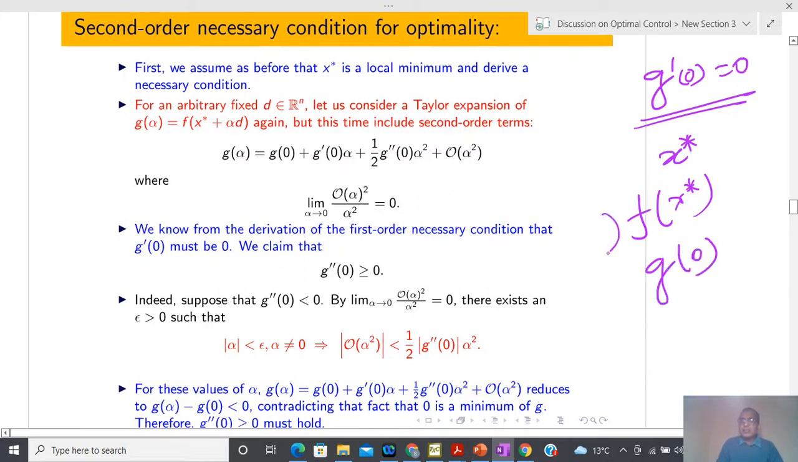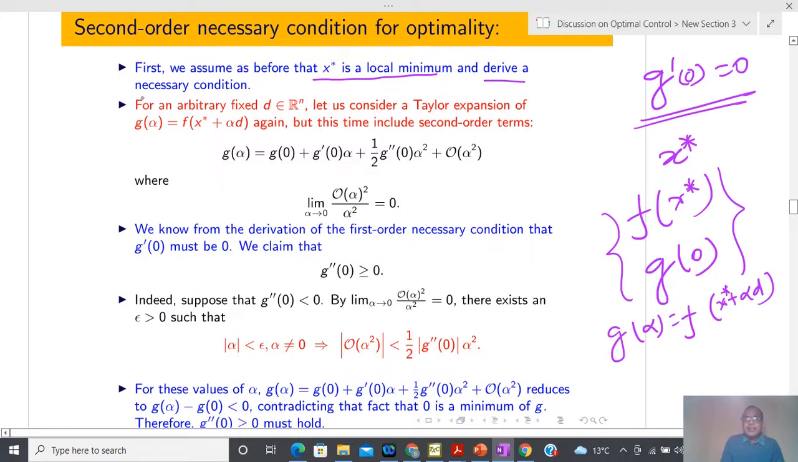Anyone has confusion? Because I have defined g alpha, that is f of x star plus alpha d. Due to that reason I am saying this. So the same thing I have written here. First we assume that x star is a local minimum, and similarly you can derive the same kind of result for the local maximum and derive a necessary condition.